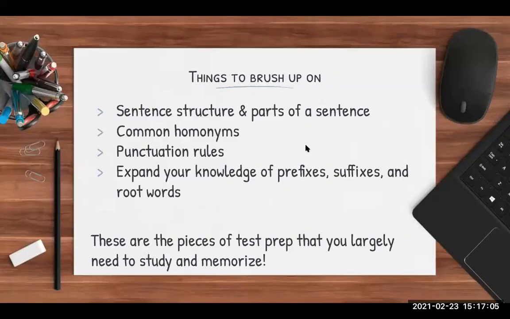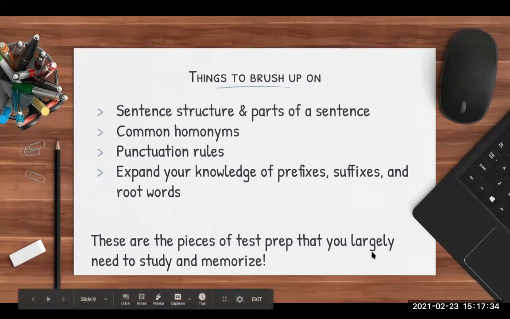So overall, things that you want to brush up on for the language section include sentence structure and parts of a sentence, common homonyms, that's words that sound the same but have different meanings, so things like there, their, and they're. General punctuation rules, especially around commas, and you want to expand your knowledge of prefixes, suffixes, and root words for the vocab section. These are the pieces of test prep that you largely just need to study and memorize. Strategy won't necessarily help you with them.